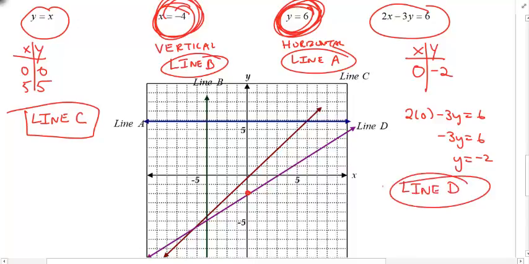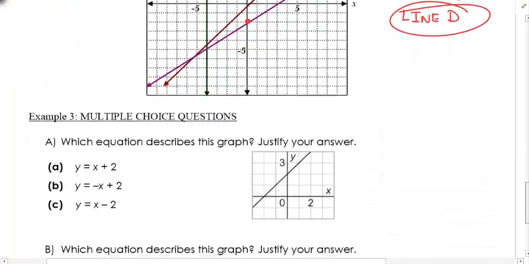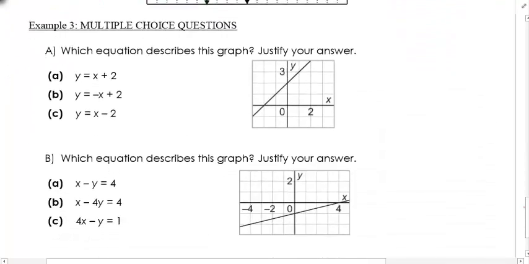Cool. Alright, one last one. 2 multiple choice questions. So, part A says, which equation describes this graph? So now I give you the graph, and it's your job to pick the right equation. So once again, I can make a table of values from looking at the graph. So from looking at the graph, I see that when x is 0, y equals 2.